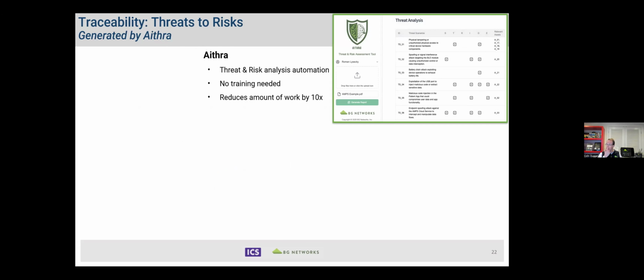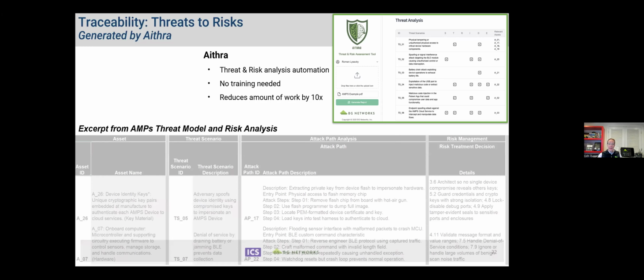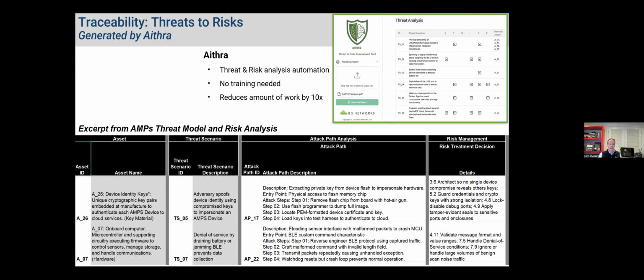Just quickly, we generated the threat and risk assessment using our automation tool. I had referred to this earlier. It's called ITHRA. It's a tool that does threat and risk analysis. We find it extremely valuable because there's no training, and we find that it reduces the amount of work to create a threat and risk assessment by about 10x. And here's an excerpt from the AMPS threat and risk assessment. We were able to do a full threat and risk assessment for this fictional device because the tool made it very time efficient to do so. And it became, I think, a great example over this series of webinars.